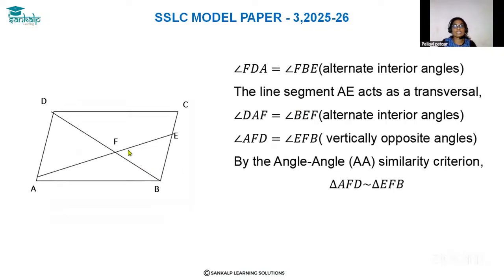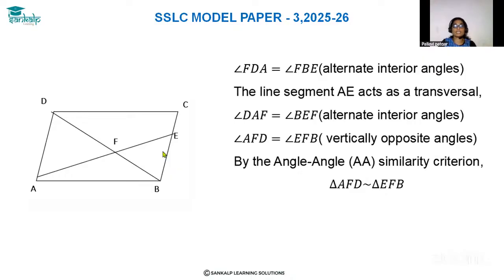So the line segment AE acts as a transversal. So these angles DAF and BEF are alternate interior angles. So these two angles are equal. Also, AFD and EFB are equal angles because they are vertically opposite angles. So by the angle similarity criterion, we can say triangle AFD and triangle BFE are similar triangles.